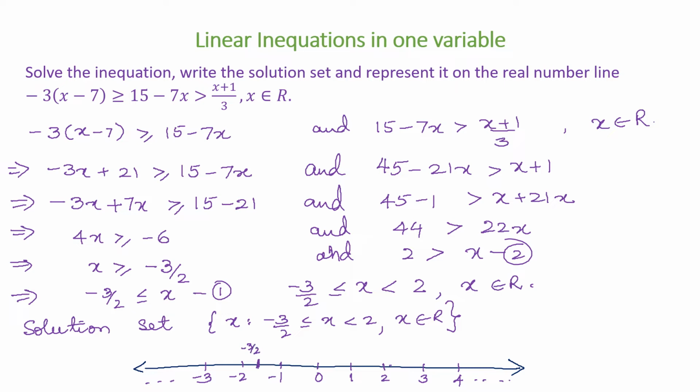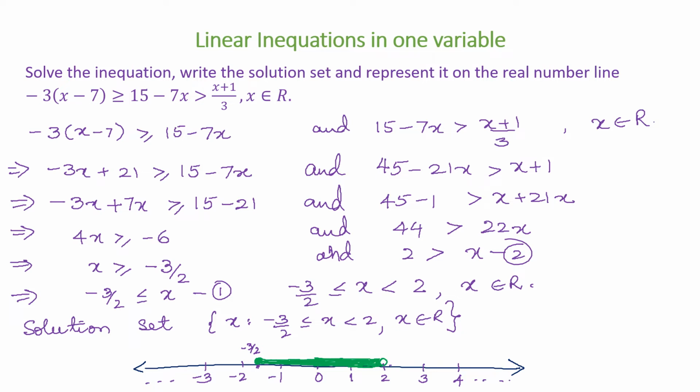Observe properly, this is less than or equal to, meaning it's going to be a dark circle over here, and 2 is only less than 2, therefore you are going to have a hollow circle over here, and from here I shade all of this. So this is going to be the representation on the real number line.